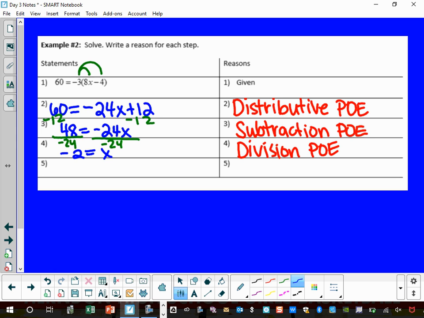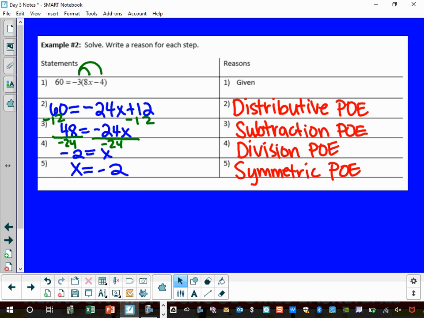Don't you have to simplify? Yes, you're the first person to say that. I don't want to leave my answer like this. I want my x on the left side. So Diana, how do I write my last step? You said x equals negative 2. Perfect. And what's my reason? Symmetric property of equality. Good. That was impressive. All right, good job.